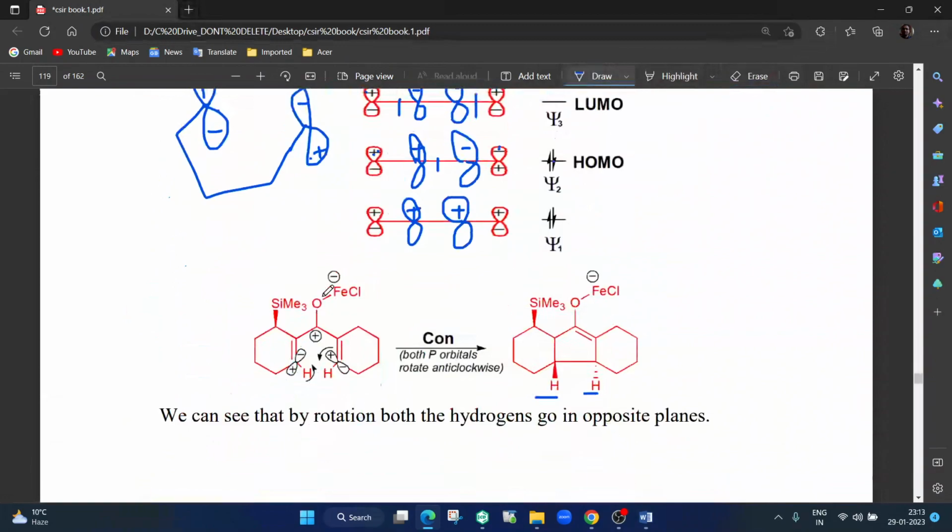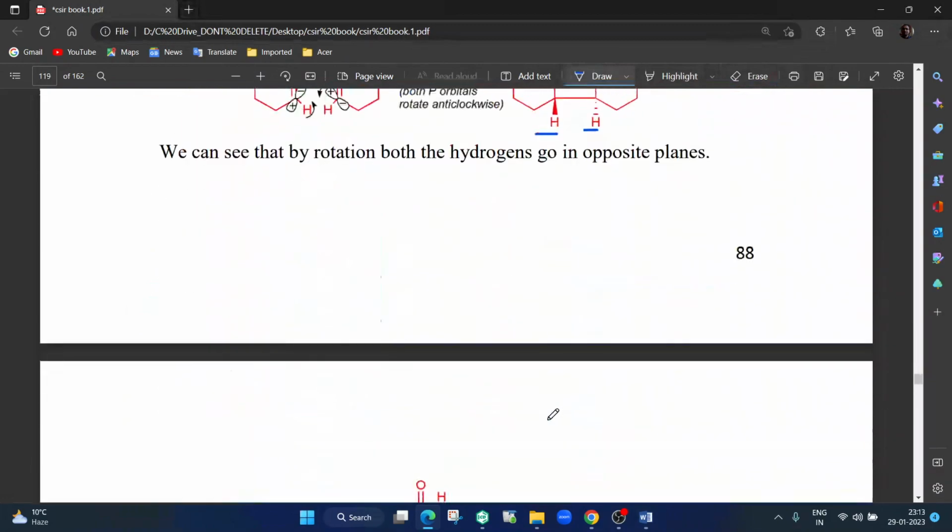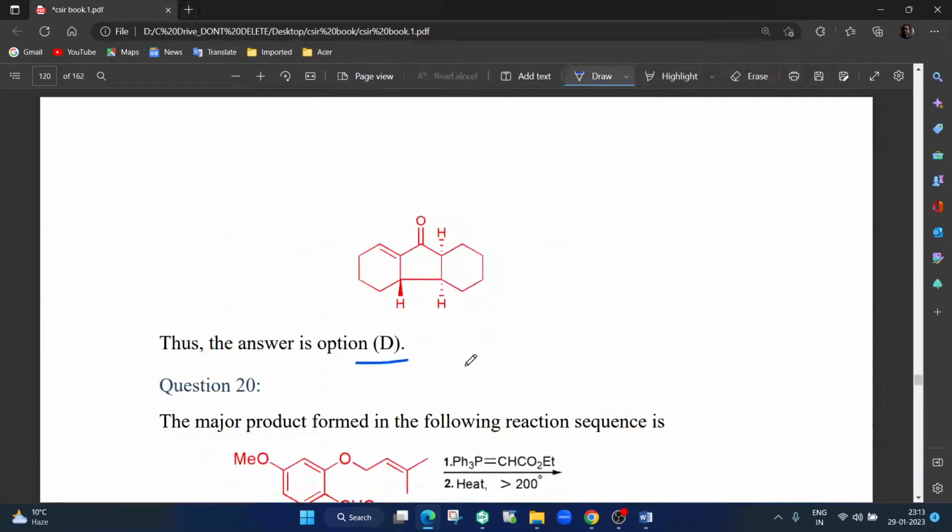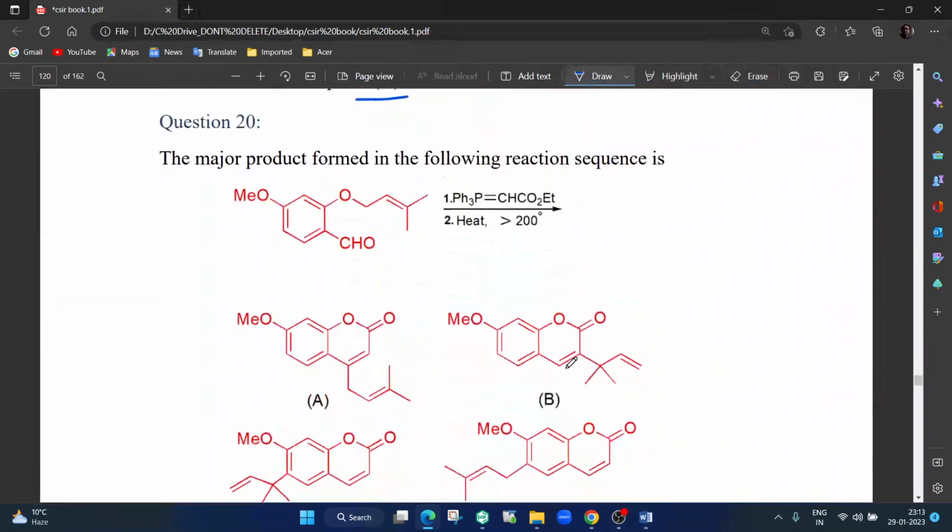And then the last step, we have already told this, silicon is lost, and that's what it is. So the answer is option D. Moving on to the next question. This was one of the very tough questions.